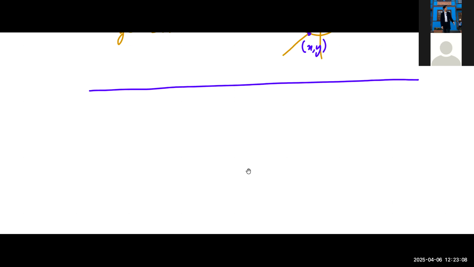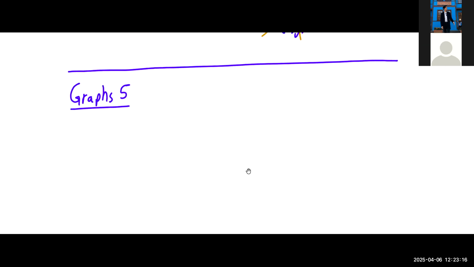So now we're talking about graphs 5. Okay. Now the first thing we gotta discuss here is whether you are good at sketching a linear graph. Okay, this is extremely important for this chapter.